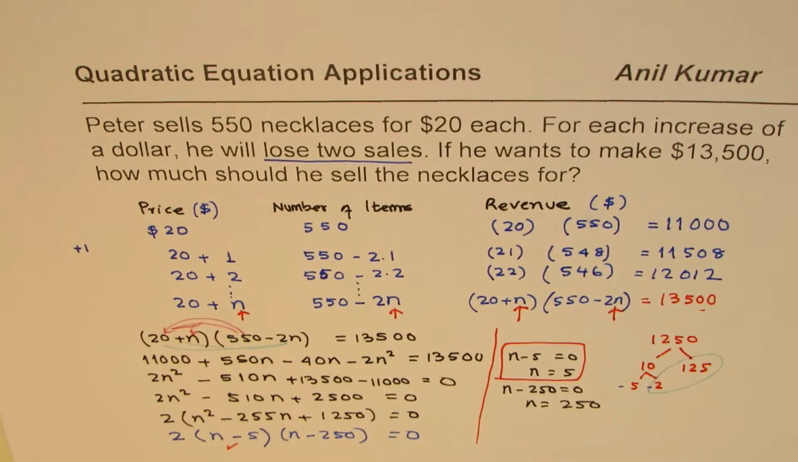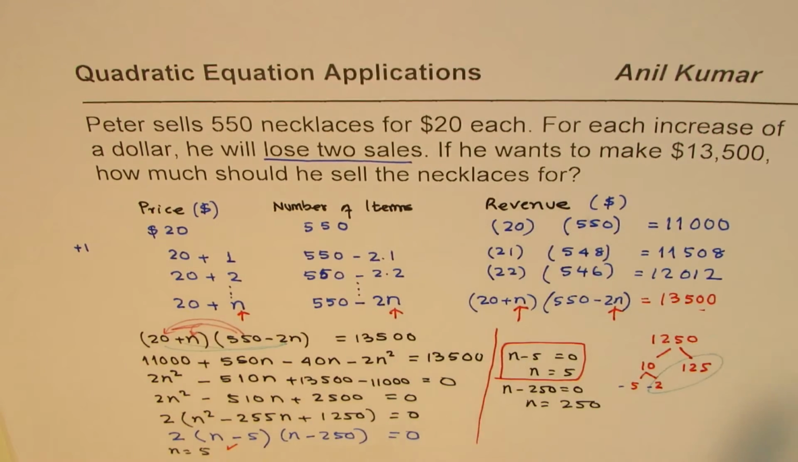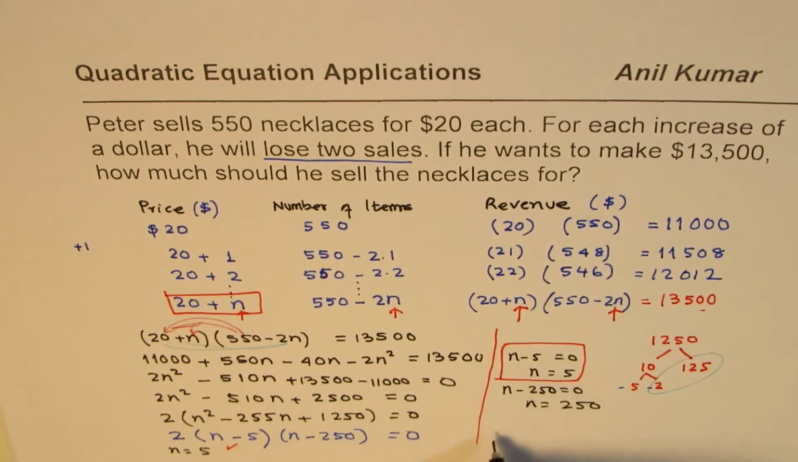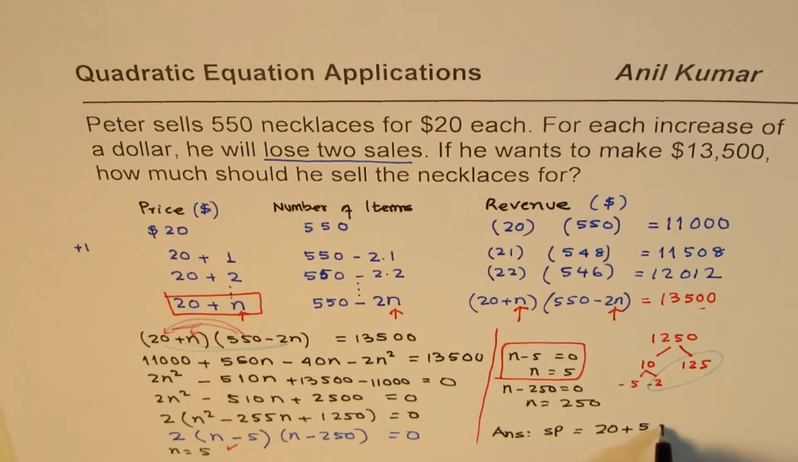Is it okay? So what we are saying here is that for n equals 5, we do have maximum revenue, and n is 5 means what? Increasing the price by $5. The question is, how much should he sell the necklace for, right? So the selling price is this price, 20 plus n. Do you understand? So now let me write down the answer. Selling price equals the initial price of 20 plus increased by $5. That means $25 each.